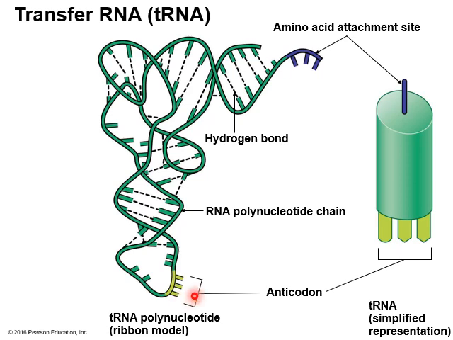So if the messenger RNA reads UUU, only the transfer RNA that has AAA right here can actually bind to it. Because remember, A is going to go with U. Or say we have a set of messenger RNA that is CCC.